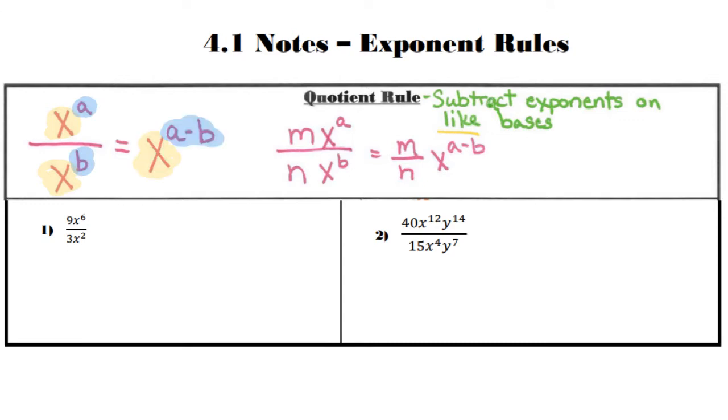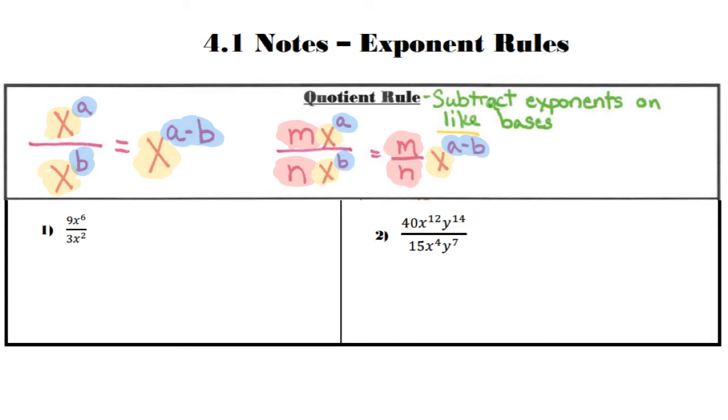Now, the other thing to keep in mind, because this is a division problem, when you have coefficients in front of your variables, we still want to divide the coefficients. And then you would use your quotient rule where we are going to keep the base, and in this example it's an x, and then subtract your exponents. And in this example that would be a minus b.